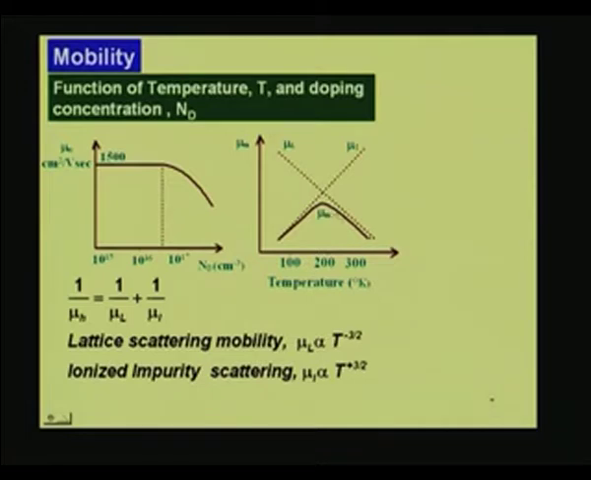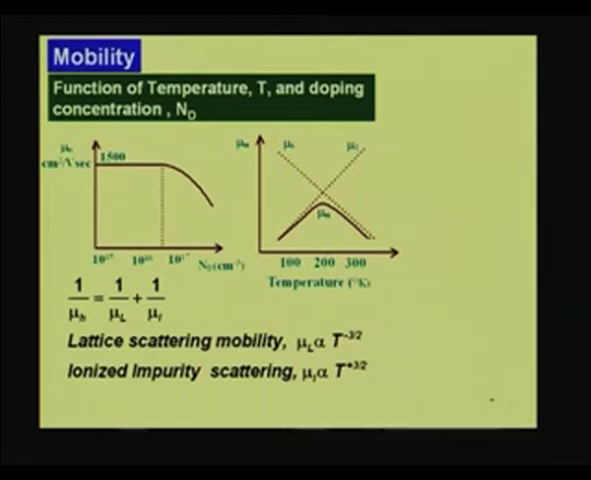Okay. Now, the total effect, the effective value, is actually just like putting two resistors in parallel, 1 by R is equal to 1 by R1 plus 1 by R2. It is equivalent of that. So, let us not get into the derivation of this, but the implication is the effective mobility is governed by these two equations. Finally, this is the variation.